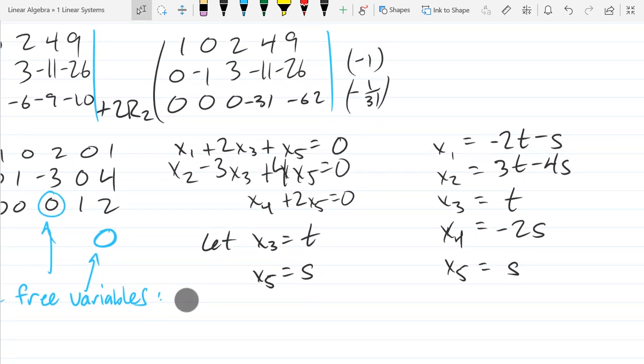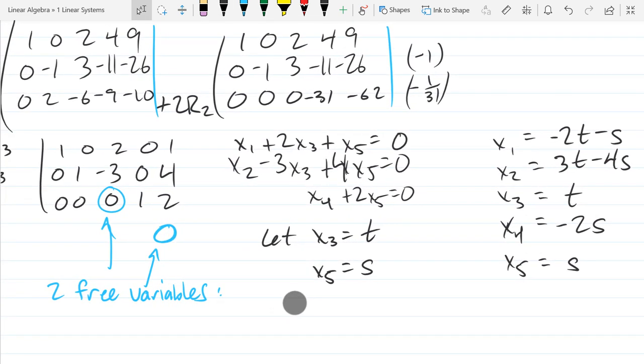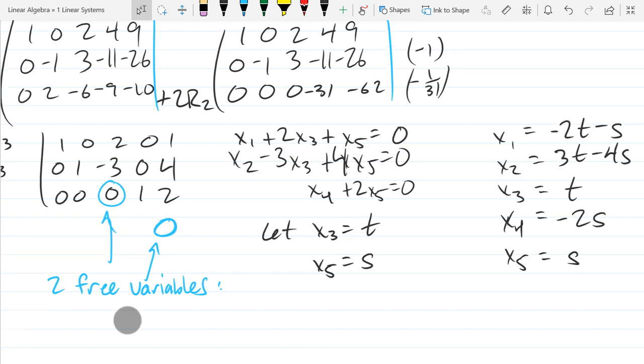When I'm writing these, I'm skipping the intermediate algebra step, mainly because I don't want to write it down, but I think you've done enough algebra. This is the one algebra step that I'm skipping, just solving for x1, x2, and x4. Those are the steps I skipped.